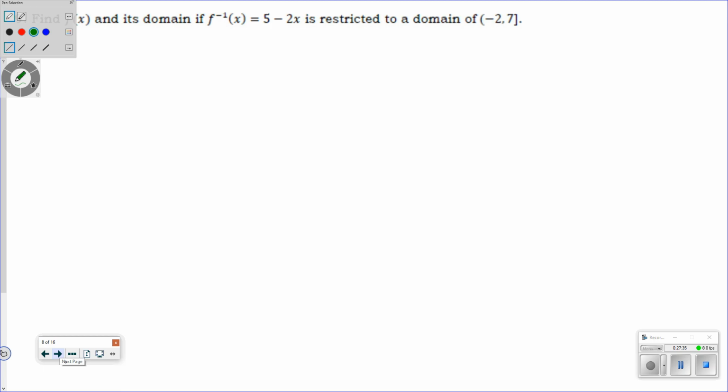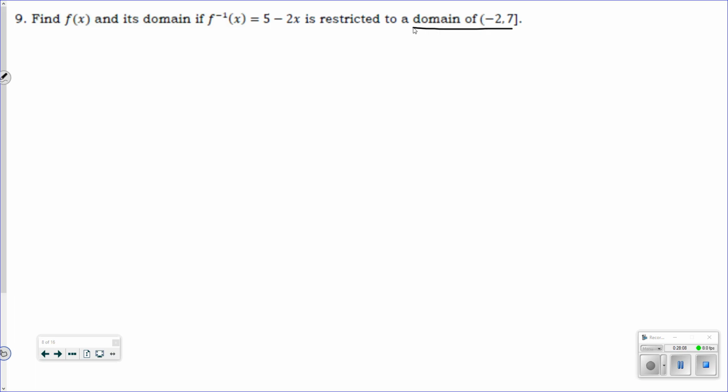All right, number 9. Find f of x and its domain, and f inverse of x and its domain, if the inverse of x equals 5 minus 2x, and is restricted to the domain of [-2, 7]. So this might seem different than the other two problems we did, number 7, I think number 4. It might seem different because you want to find f of x given the inverse, but it's really not any different. And the reason why is because f of x and f inverse of x, they're inverses of each other. It doesn't actually matter what you label them.